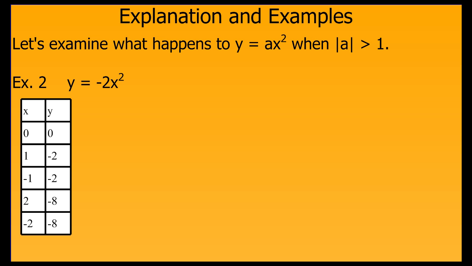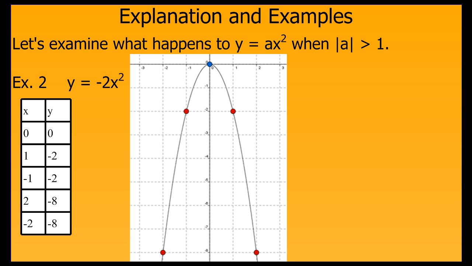Again, I make my table of values. Remember order of operations here. You need to square x first, then multiply by negative 2. This time when I graph the points, it is a downward shaped parabola. My vertex, which is now my highest point, is still 0, 0. We still have an axis of symmetry on the line x equals 0. Any point on the right, like 1, negative 2, has a corresponding symmetric point on the left, negative 1, negative 2.